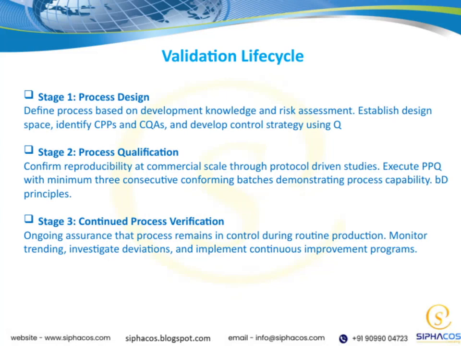Let's take a closer look at the 3 stages of the process validation lifecycle. First, stage 1 is process design. Here, we define the process based on our development knowledge and a thorough risk assessment. This involves establishing a clear design space, identifying critical process parameters and critical quality attributes, and developing a control strategy. The goal is to ensure that everything is well understood from the start, setting a solid foundation for success.